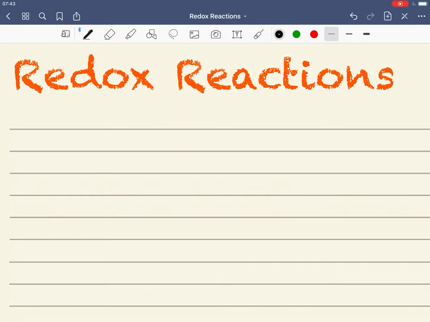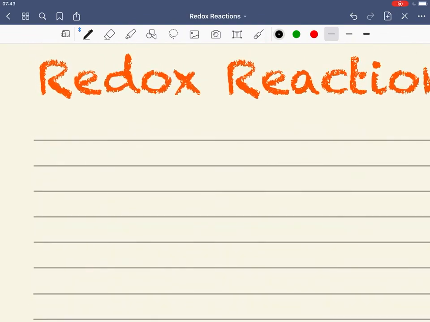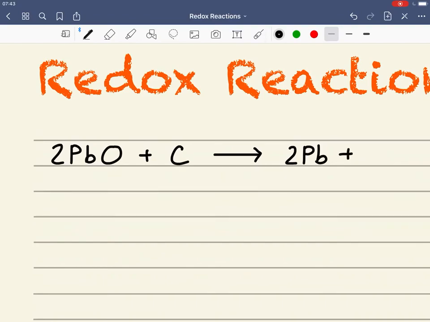Here we're going to look at an introduction to redox reactions. And I'm going to write down a redox reaction, and that's the reaction of lead oxide with carbon. And they react to produce lead and carbon dioxide.